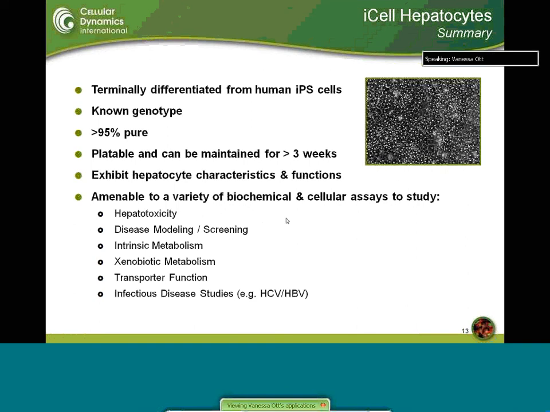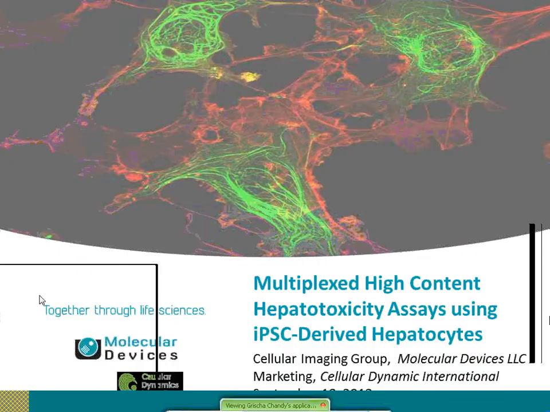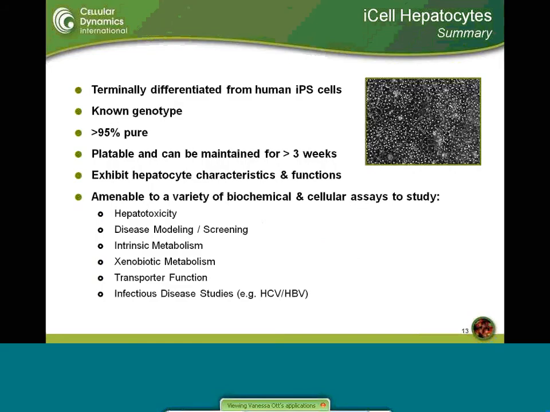So in summary for this part of the presentation, just to recap, the hepatocytes are terminally differentiated, non-proliferating cells derived from human iPS cells. We have a known genotype, so we know all the different polymorphisms of the various hepatocyte-specific genes. The cells are greater than 95% pure, plateable, and can be maintained for at least 3 weeks in culture. The cells exhibit a number of very useful and important hepatocyte characteristics and functions, and can be used to assess a variety of biochemical and cellular assays, a number of which are listed here on this slide.